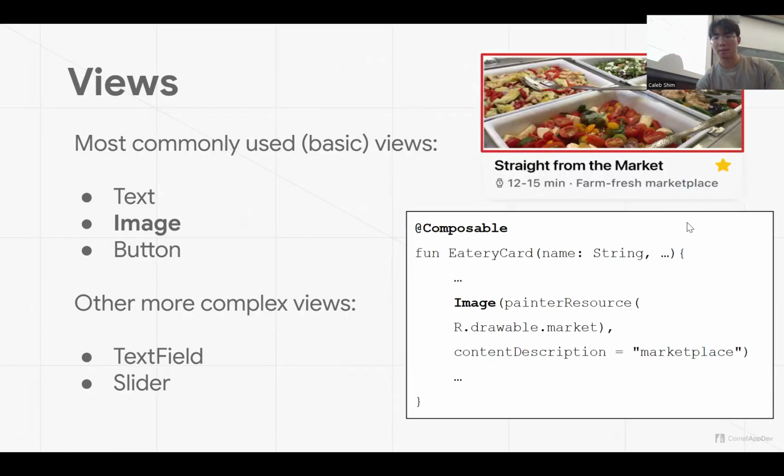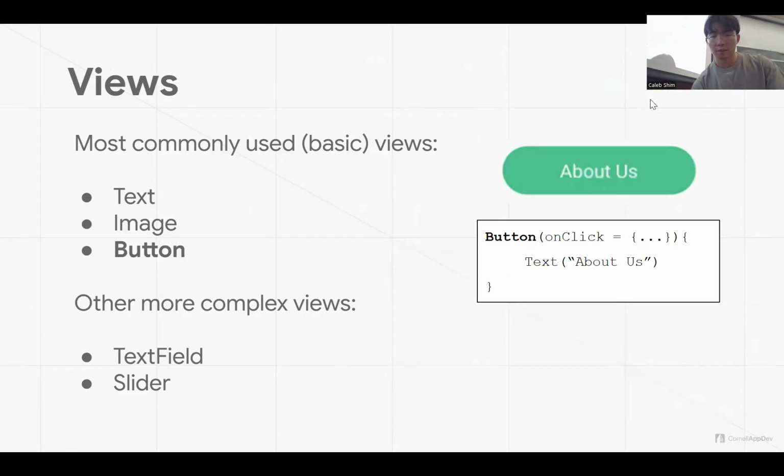Image. Don't worry too much about the R.drawable stuff, but essentially all you need to know is that this built-in component lets us use images inside this app. And button, we'll talk a little more about this next lecture, but essentially, you can pass in functions to the button and, when you click on it, it'll run that function. And then inside the button, you can put text like about us. It basically lets you determine how the button looks.